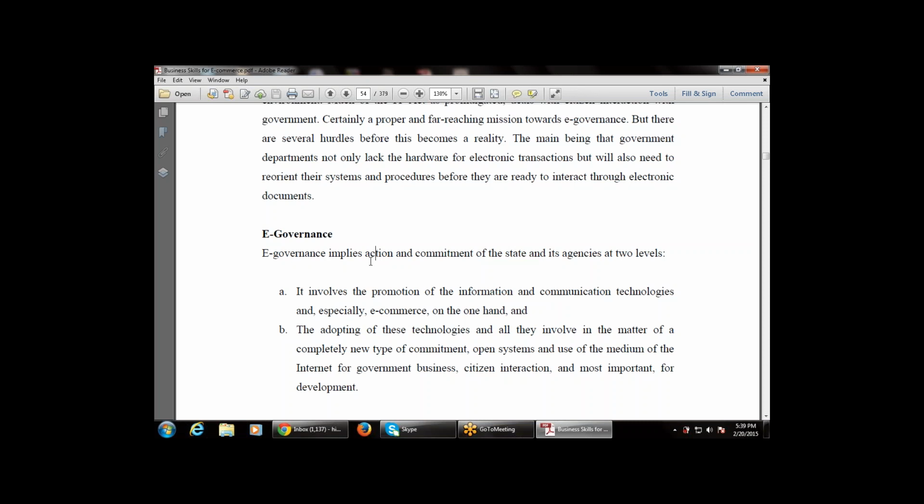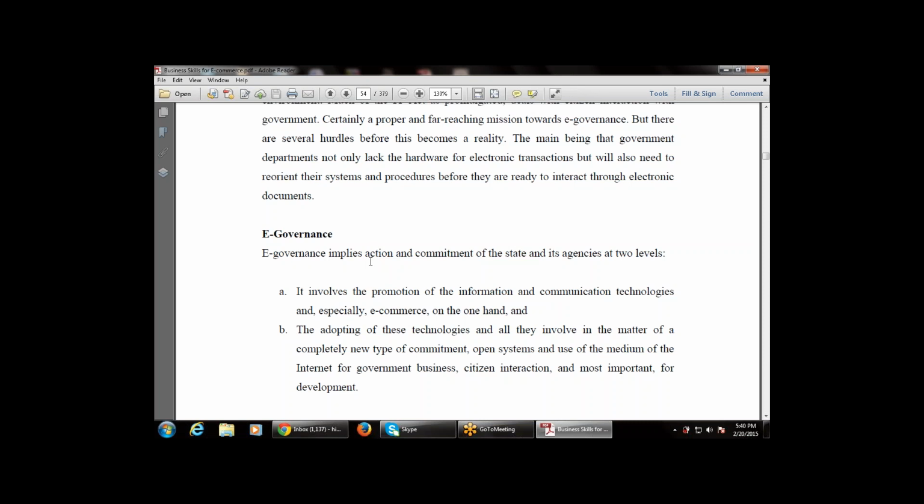So e-governance involves the promotion of information and communication technology, especially e-commerce on the one hand. That is, e-commerce is taken on a priority basis. Then there is also the adopting of these technologies, and it involves a completely new type of commitment.